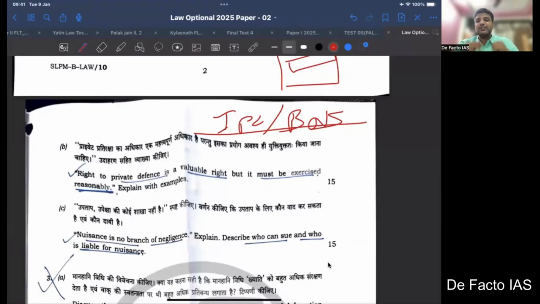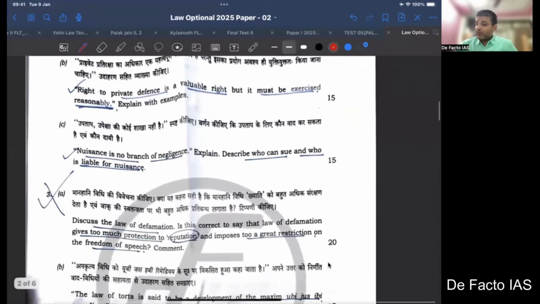So you have to write those sections with cases if possible, because this is a 15 marker question, so you have to write 3 pages. Yes, proportionality, very correct. Right. Now let's come to nuisance.